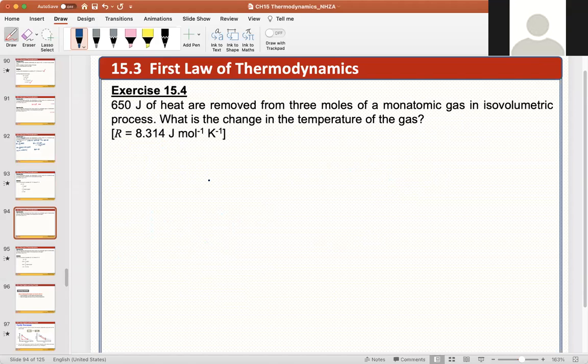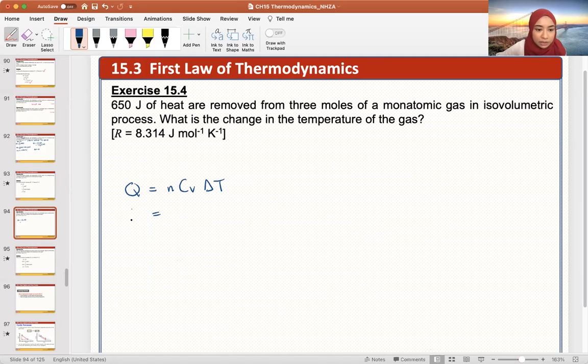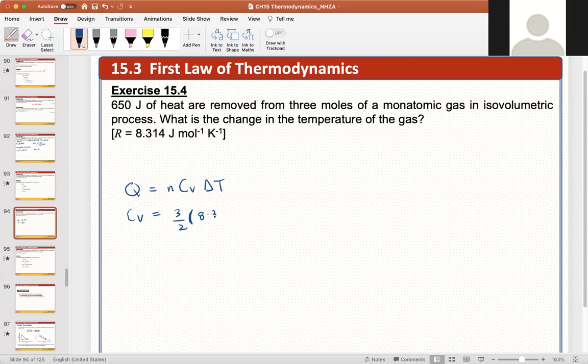Saya guna equation Q equal to NCV delta T. Saya susun balik equation tu. Sebelum tu kena cari CV. CV tu saya cari 3/2 darab dengan 8.314. Jadi saya dapat 12.47.